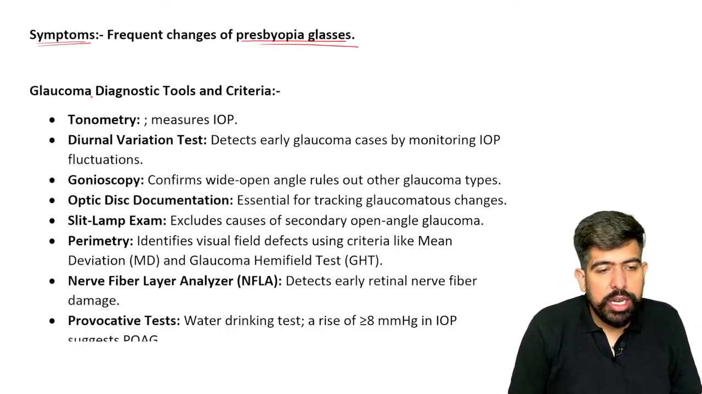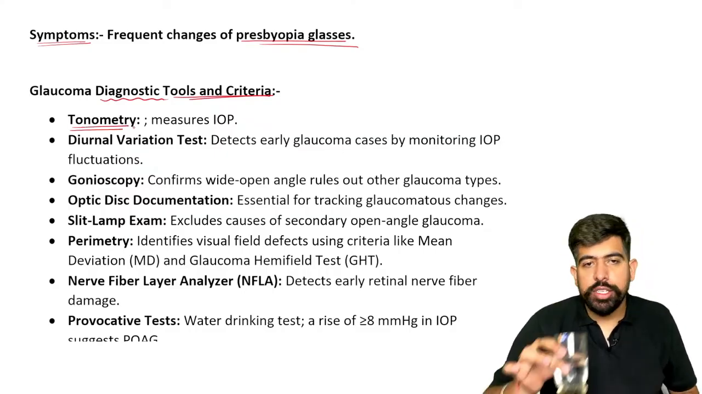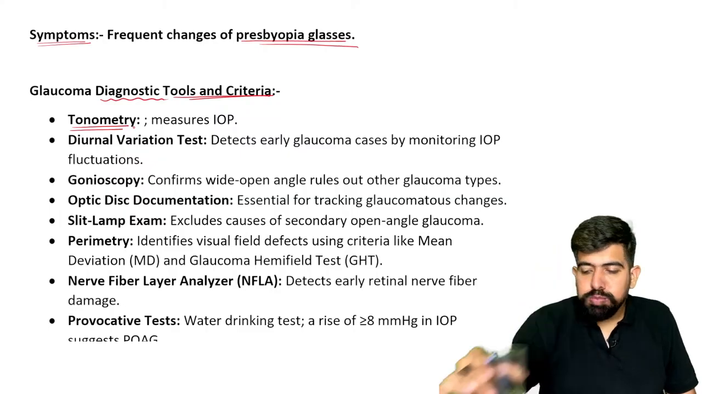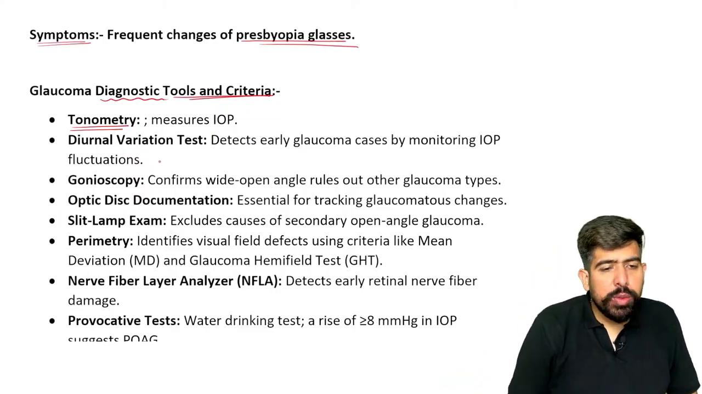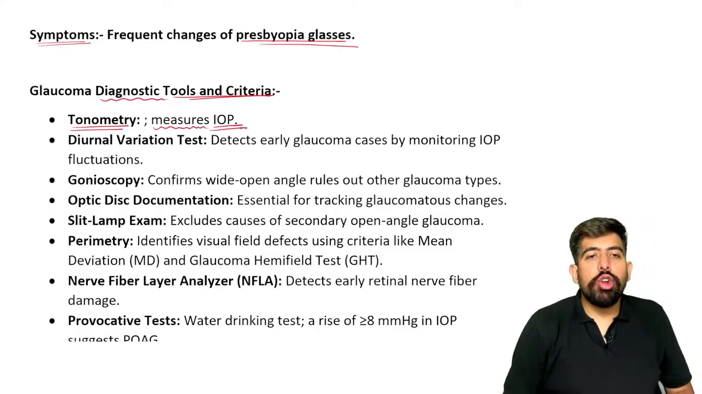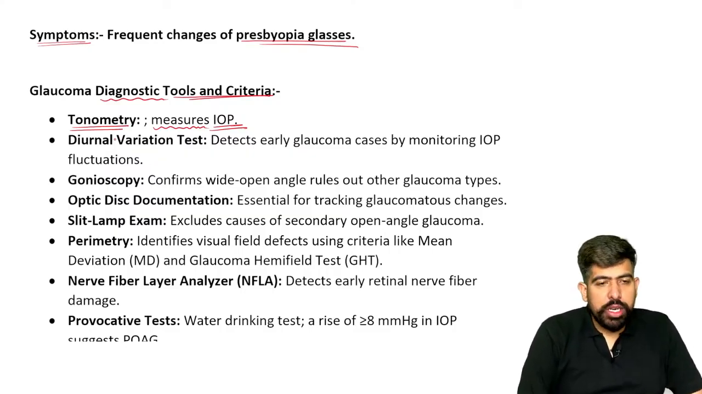Now, what is the diagnostic tool for this? If I'm talking about the glaucoma diagnostic tools and criteria, first of all we have to do tonometry. And guys, what is the use of tonometry? As you know very well, it measures the intraocular pressure. This tonometry will measure the intraocular pressure.